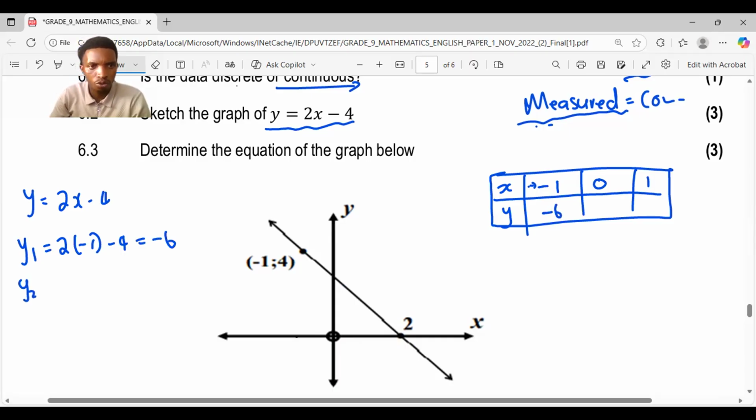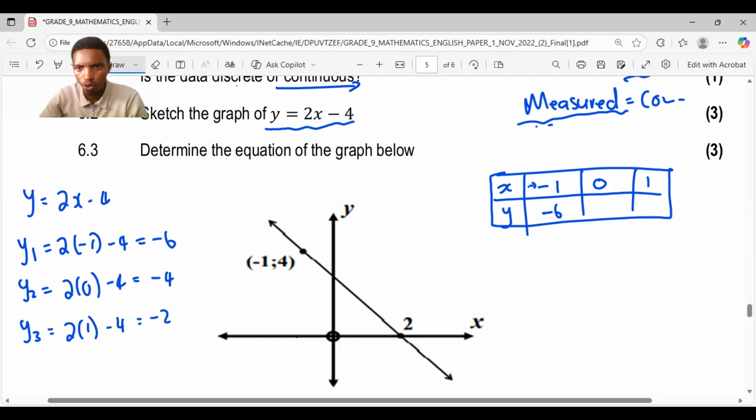For the second y value, you put 0: 2 times 0 minus 4, you're going to have -4. And for the last one, 2 times 1 minus 4, so your answer is -2. So those are your coordinates: -1 and -6, the other one is 0 and -4, and the other one is 1 and -2.